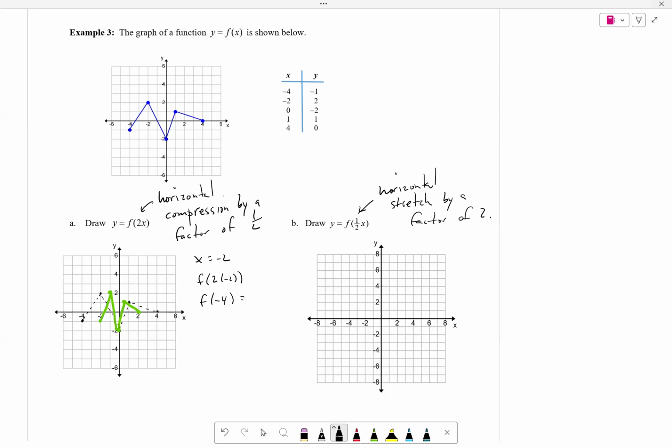I'll give you a moment to graph that. Check with your neighbor when you're finished. Or if you have no idea what's going on, check with your neighbor, see if you can figure things out.